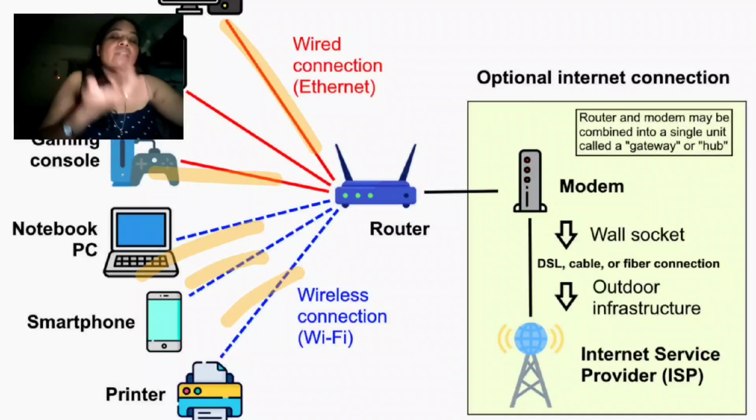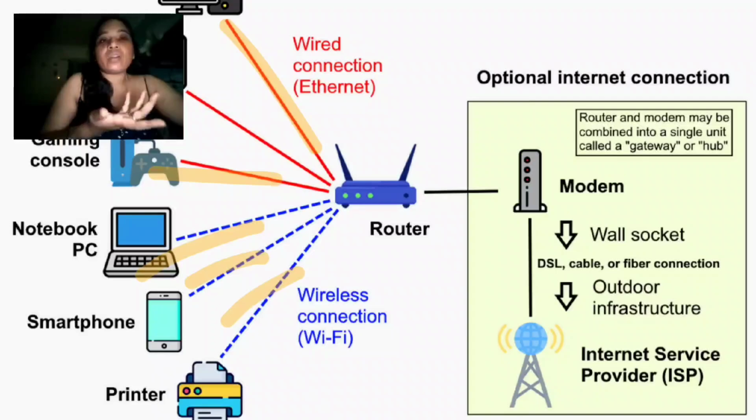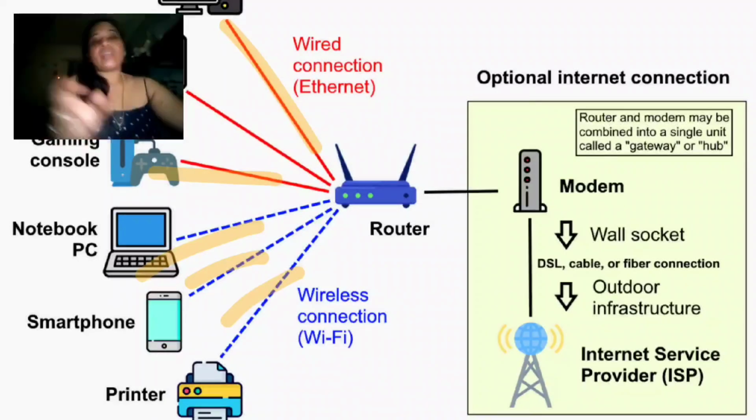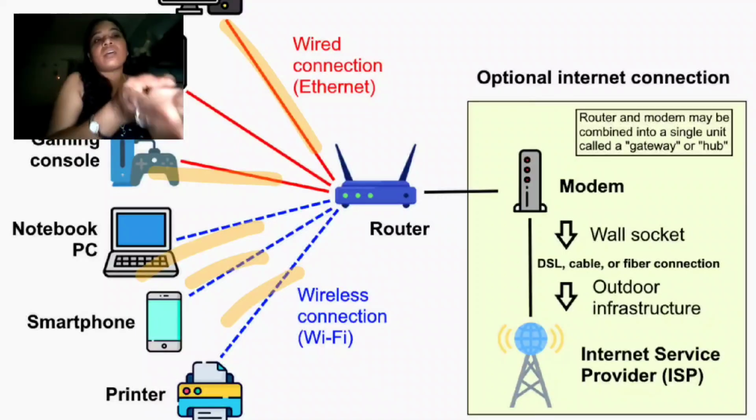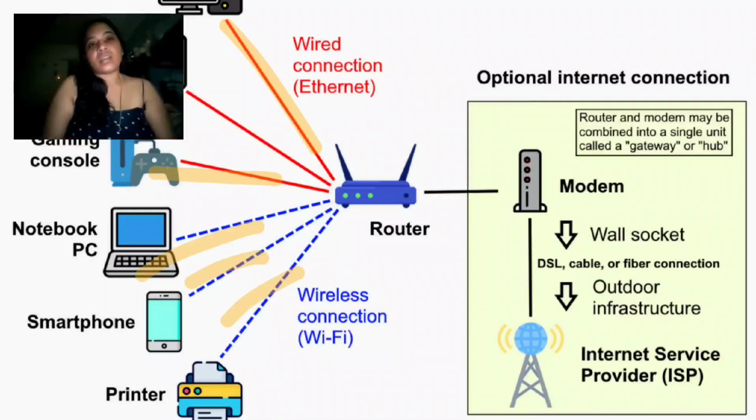So how will it work, and what does it give to the users? A router and modem combined into a single unit. A combination of router and modem converts into a single unit, which is called a hub or gateway.